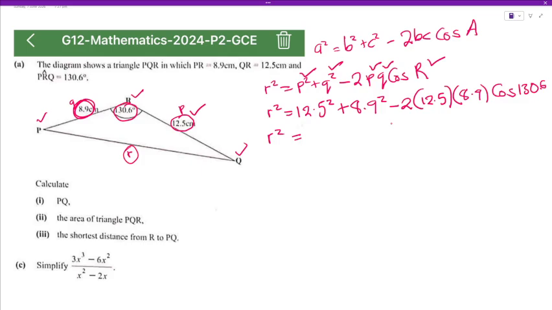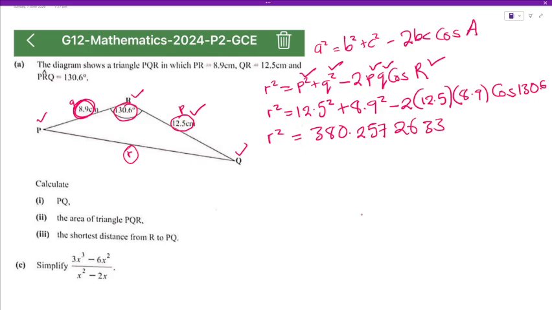say cos, that is 130.6. Then let me double check that I've punched the correct values. So I'm saying 12.5 squared, 8.9 squared minus 2, open bracket 12.5, close bracket, open bracket 8.9, close bracket, cos 130.6. I press equals. This gives me 380 point. So as I'm doing this, please punch with me so that you make sure that you are getting the same values as I am. Okay, 257.2633.